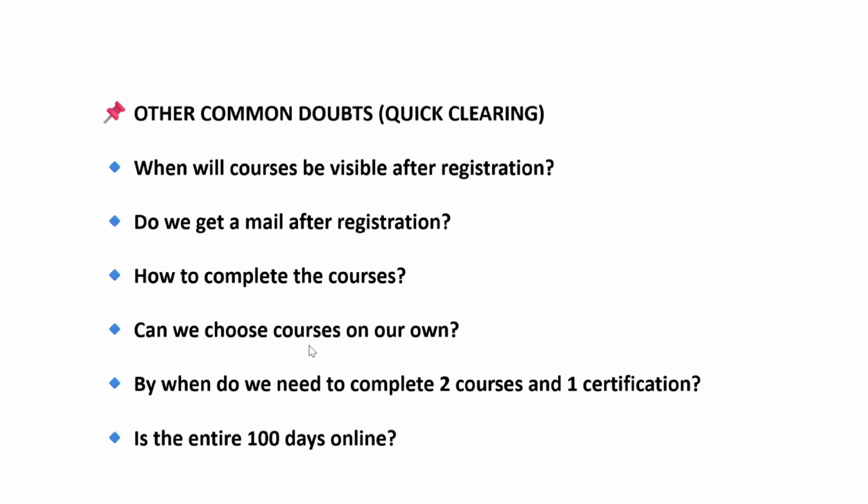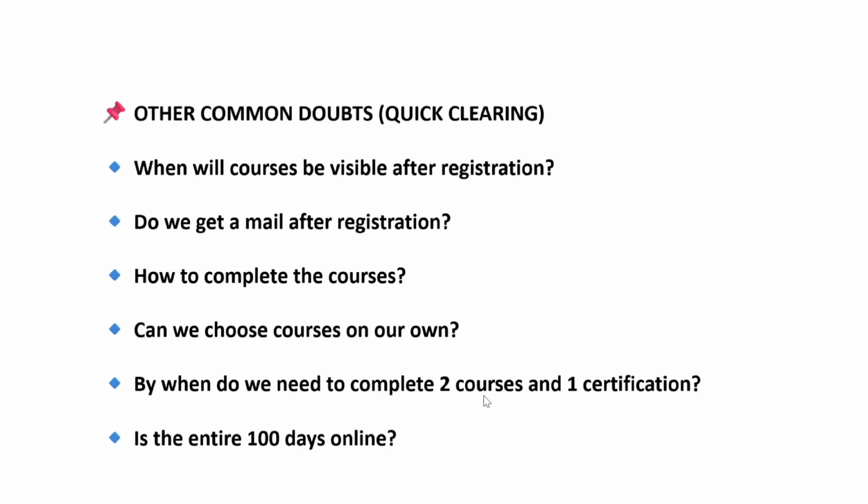Then, can we choose courses on our own? Yes, you can choose the courses on your own. They'll give you about 10 courses to choose from, and from those you can choose 2 courses, and from some 5 or 6 course certifications, as they will give you a course and certification list. From there you can choose 2 courses and 1 certification of your choice, and you can complete them. All the completion process, how to participate, how to attend the classes and do the courses, I'll explain in the next video, so stay tuned for it.